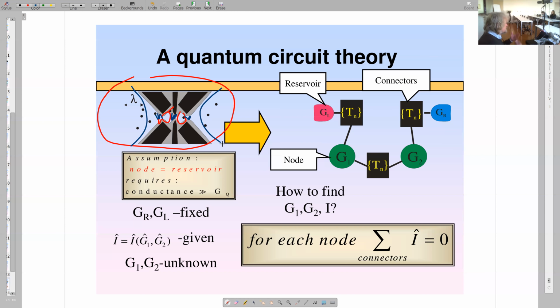All right. So now I can draw a scheme. There are leads, receivers. There are two nodes and connectors, which are characterized by sets of transmission coefficients. Then there is a crucial assumption to make it practical. We say that each node is treated as a receiver and can be characterized by a matrix voltage. Right?